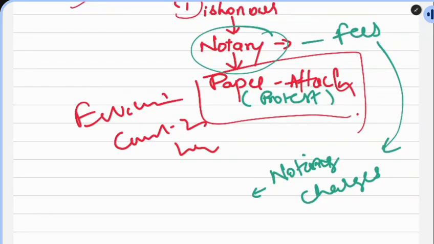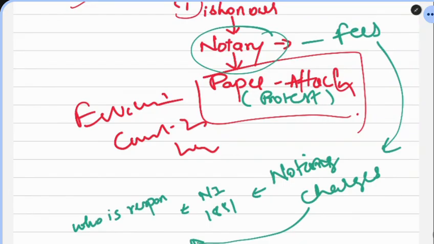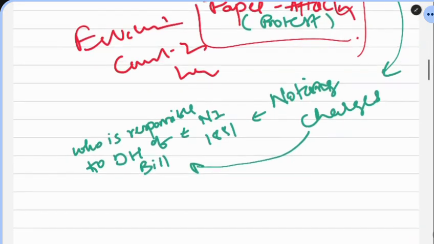Now the question: who will bear these noting charges? And again, this comes into the picture. What it says is, this will be borne by the person who is responsible for the dishonor of the bill. Who bears it? The one who is responsible for the dishonor of the bill. Nothing but you.